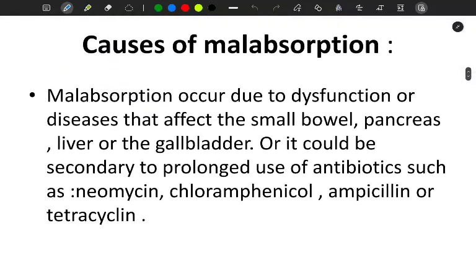Again, a dysfunction in the small bowel, pancreas, liver, or bladder. Secondary to prolonged use of antibiotics such as neomycin, clindamycin, and ampicillin, broad-spectrum antibiotics that can cause Clostridium difficile as well, which might cause malabsorption too.